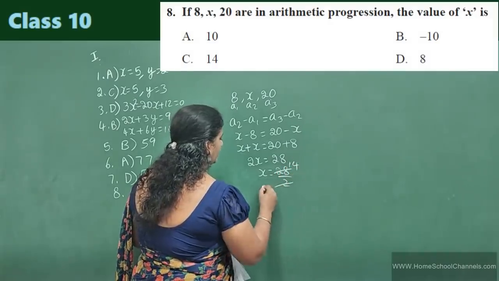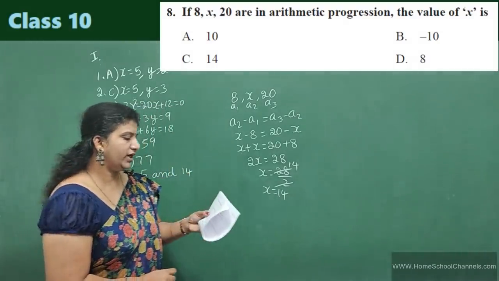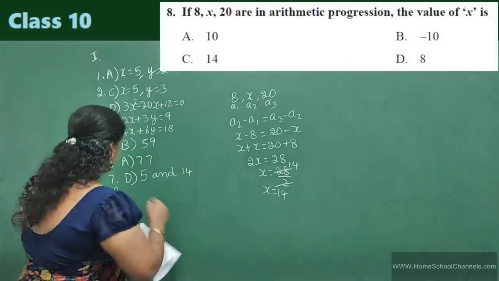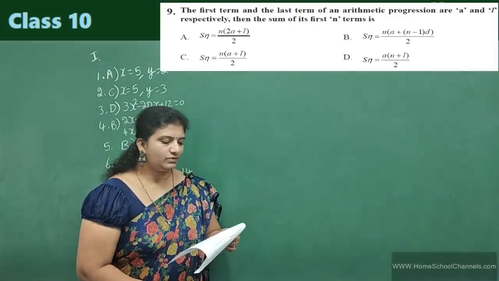That will be 14. Therefore, what is your x value? 14. Which option? Option C. 14 is your answer.